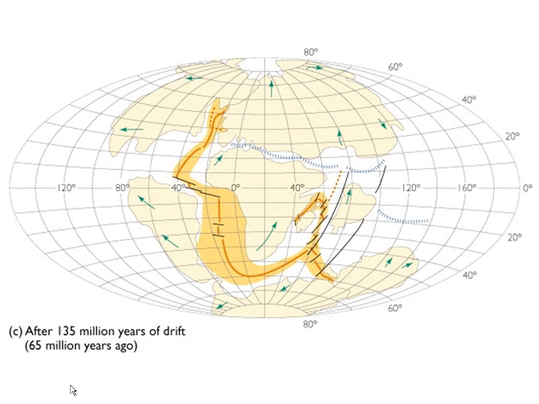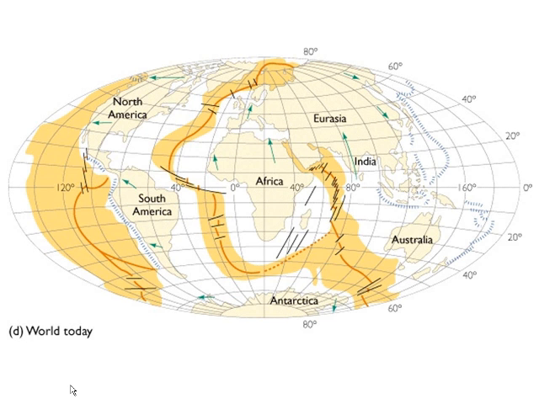135 million years ago, 65 million years ago, 135 million years of drift. We see them broken apart even more, starting to move around and spread out. And we see that water in between even more. And then today we see what currently the world looks like, with Antarctica all the way down, North America and Eurasia moving very far to the north.